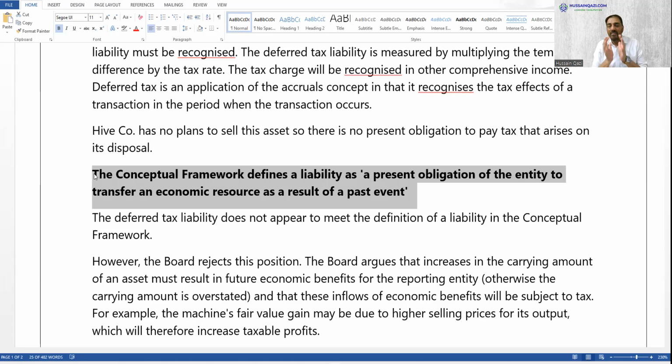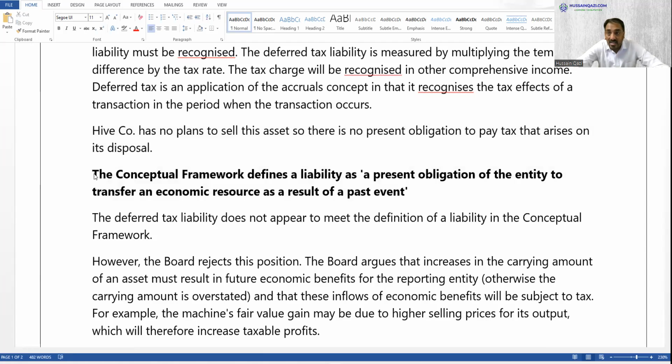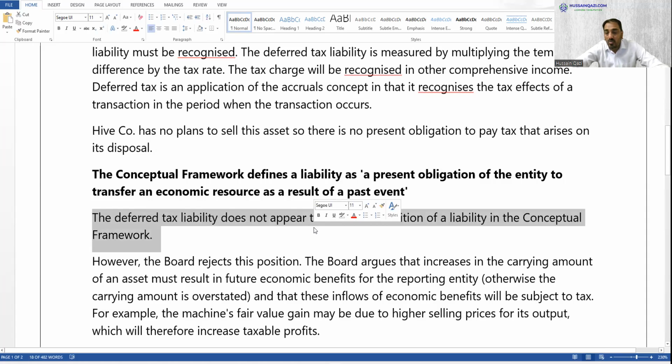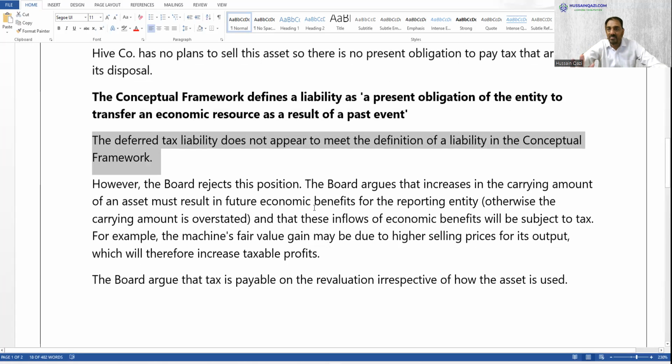So what you should do first, whenever you are integrating the conceptual framework, I suggest that first you refer to the knowledge of the conceptual framework, then start your points. Very basic point: deferred tax liability does not appear to meet the definition of liability according to the conceptual framework.